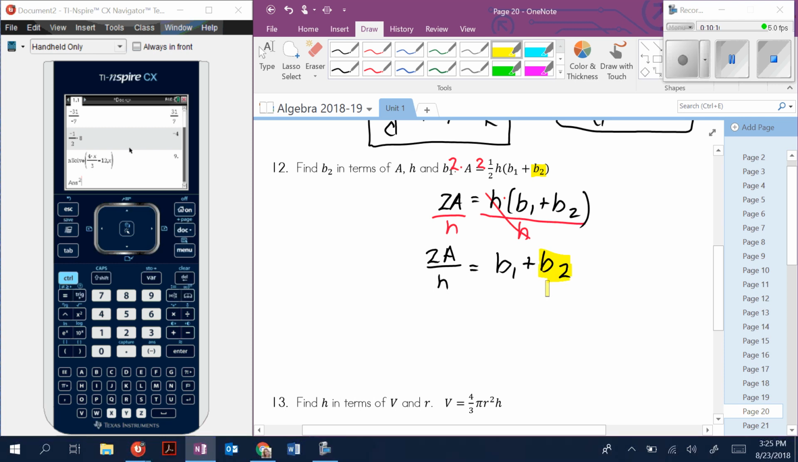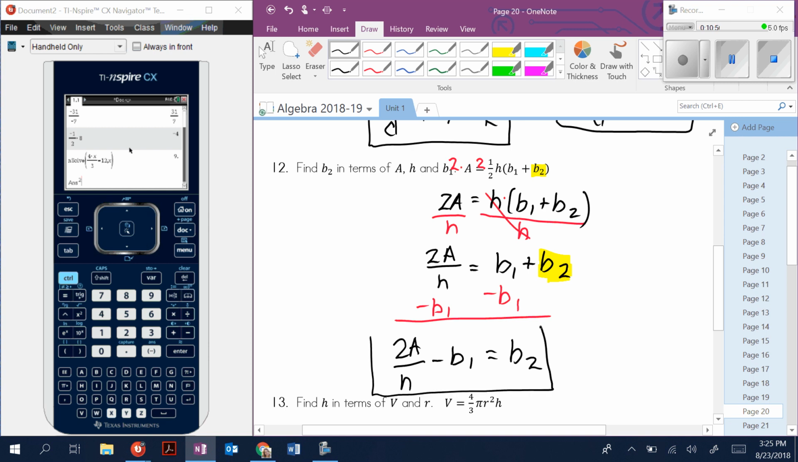All right, we got to get b sub 2 alone. In order to do that, how are we going to get rid of the b1 that's being added to it? Yes, you're right. Subtract b1 from both sides. This is going to look weird, but who cares? 2a divided by h minus b sub 1 is equal to b sub 2. Much prettier. And my h looks like an n.